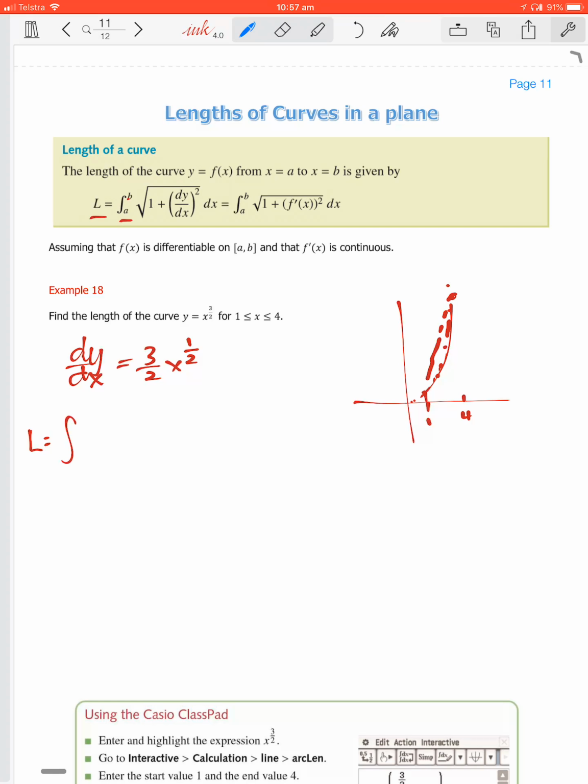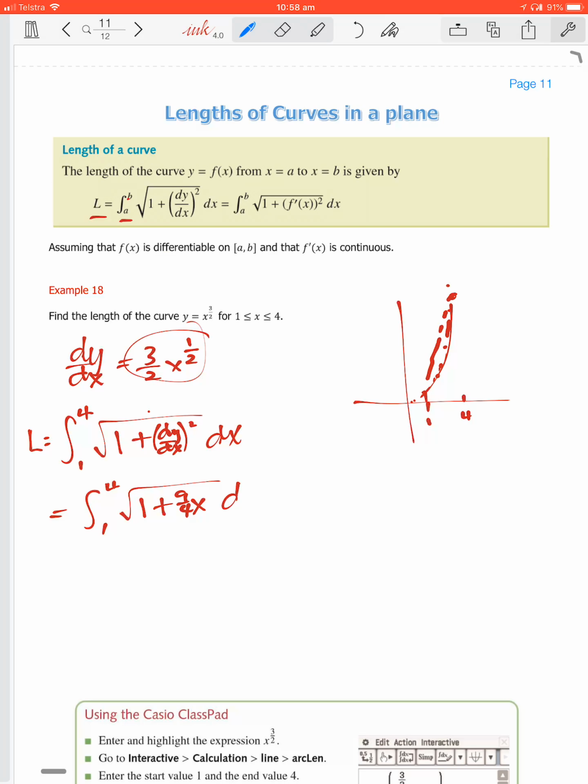Length is our integral between 1 and 4 of the square root of 1 plus f dash of x, or dy/dx, squared dx, which we know is the integral from 1 to 4 of the square root of 1 plus, if we square this, we end up with 9 on 4. X to the half squared is just x, so 9 on 4 x, dx.